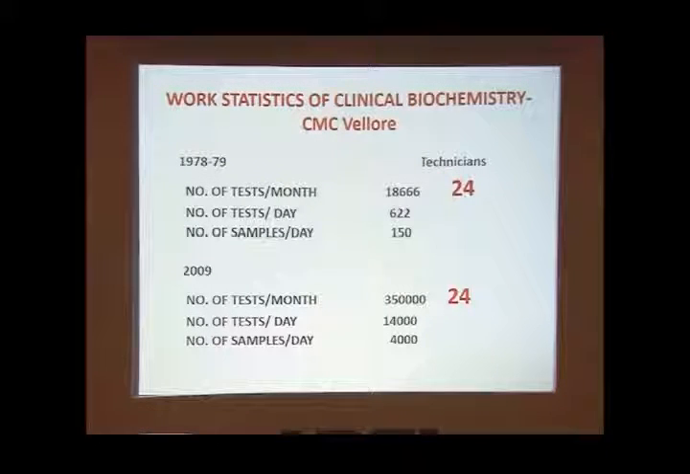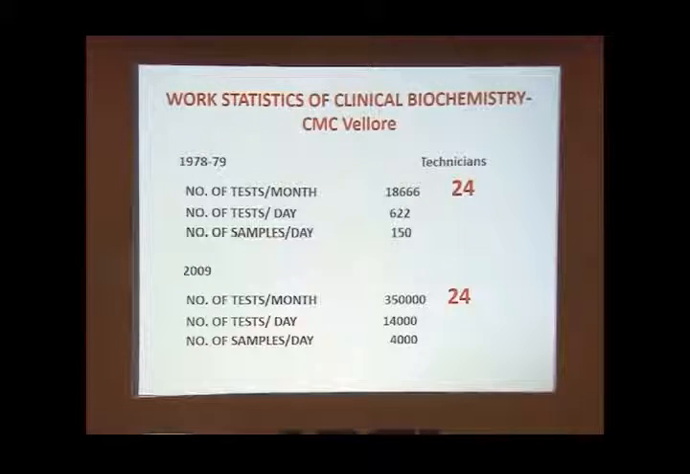So this is just to illustrate. In CMC, when I joined the lab, we were getting about 150 samples a day. We had 24 technicians. And in 2009, we were getting 4,000 samples a day. Still we had 24 technicians. Today we crossed 6,000. Still we have these 24 technicians. This is only possible because of automation.